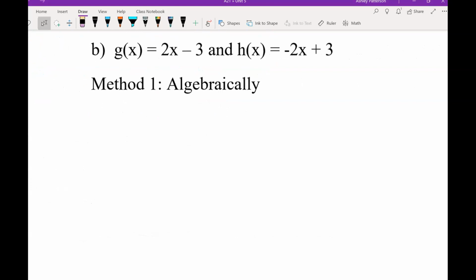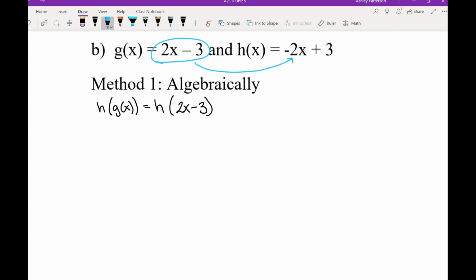Let's look at B. So g of x and h of x, we need to compose to see if they compose to x. Again, order doesn't matter, so let's switch things up. I'm going to compose h of g of x. Okay, so that means we're going to take g of x, which is 2x minus 3, and we're going to substitute into h of x. There's only one input. Excellent. So we have negative 2, input the quantity of 2x minus 3, and then we have plus 3 on the outside. Okay, so distribute the negative 2 with me. We get negative 4x plus 6 plus 3.